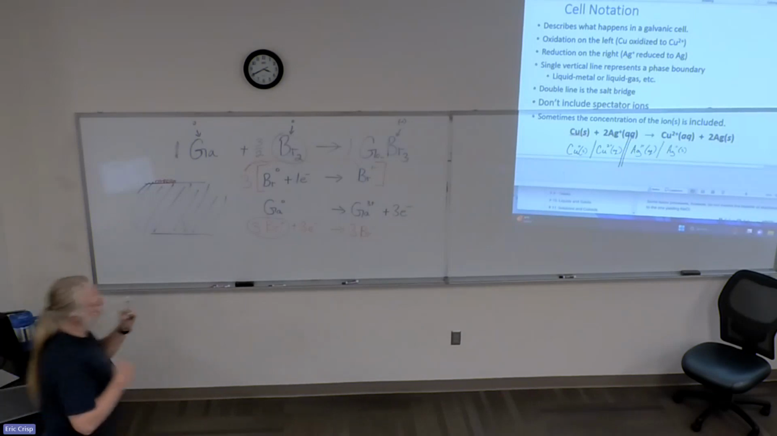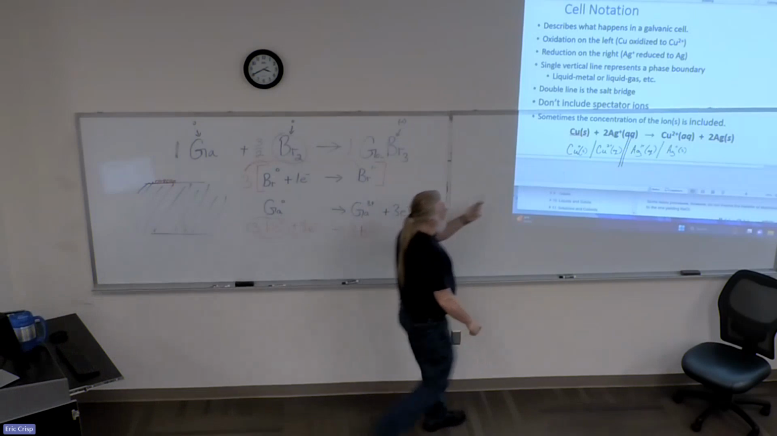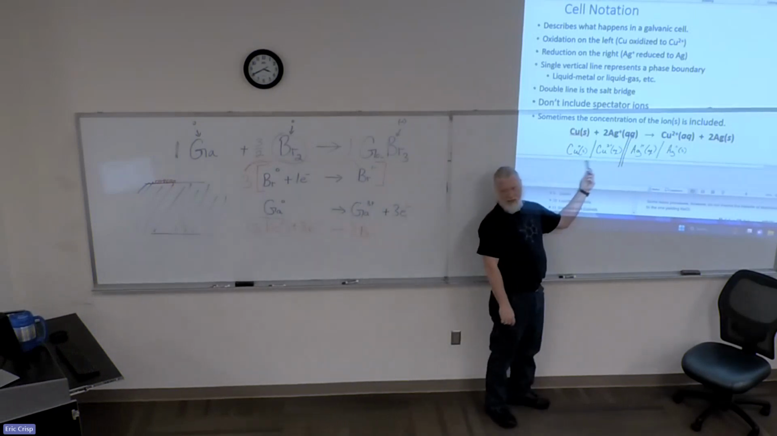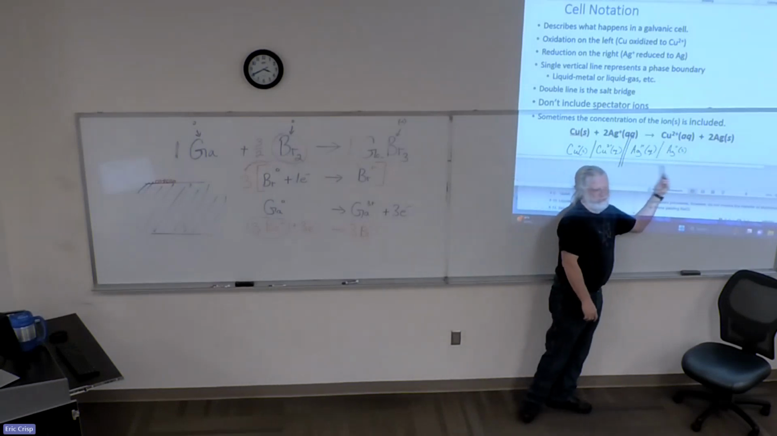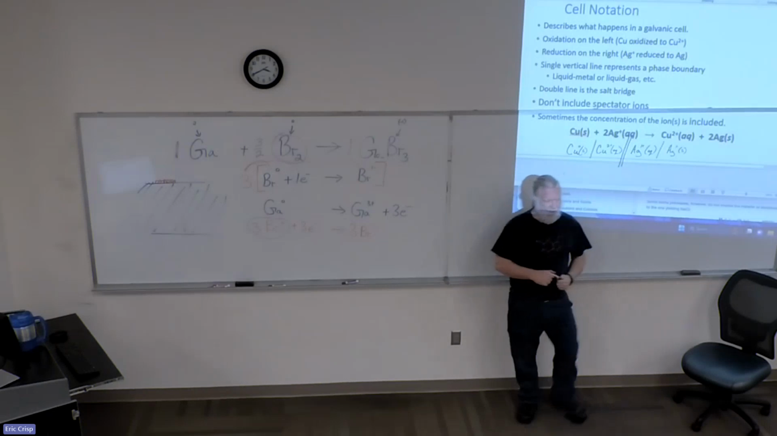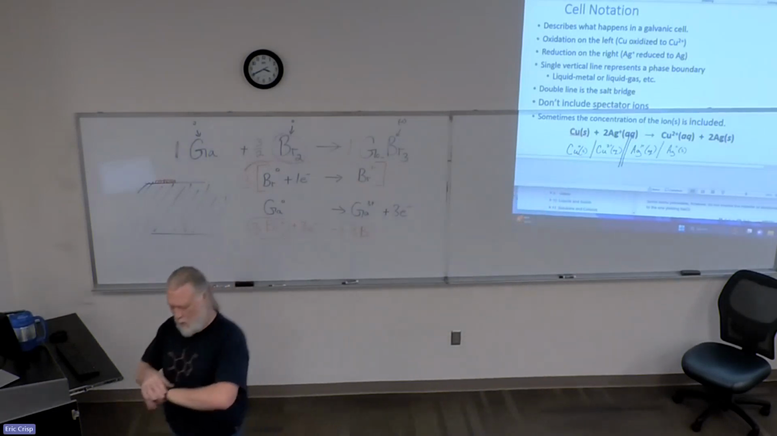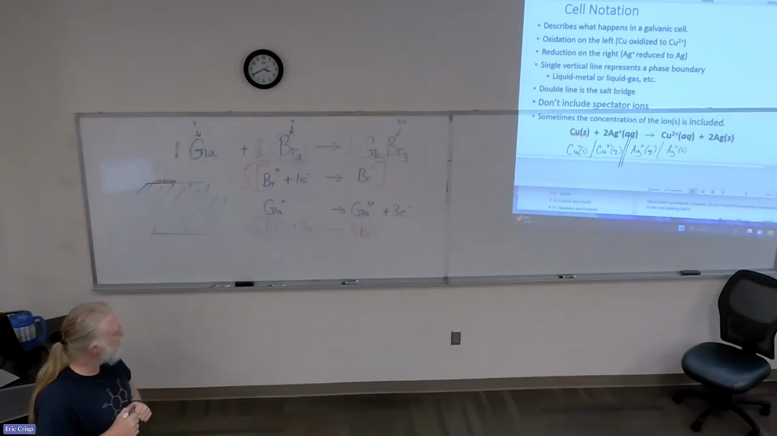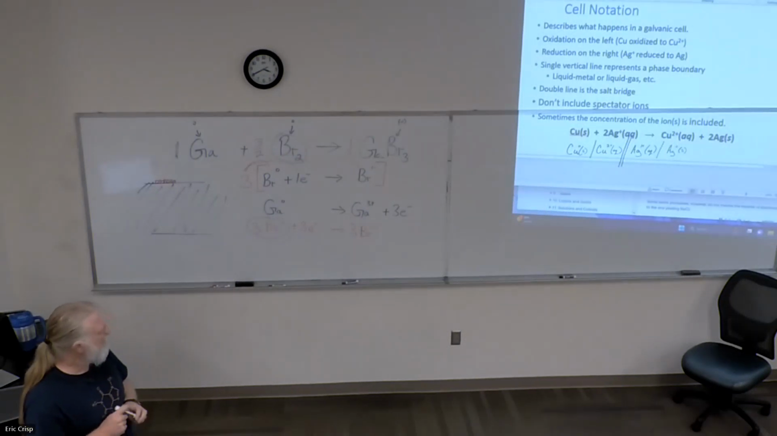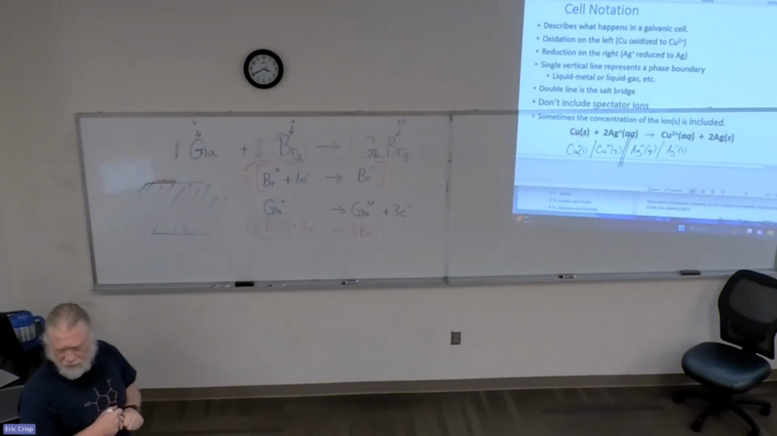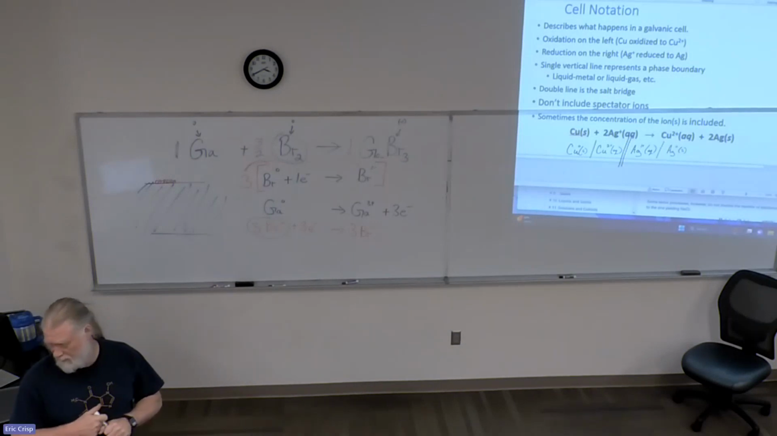But basically what you're doing is you're saying, here's my oxidation reaction, this side, separated by the salt bridge, and my reduction side over here, okay? That's just a way to show that. Make sense? You can do that? Maybe?